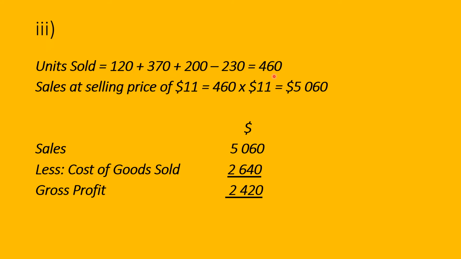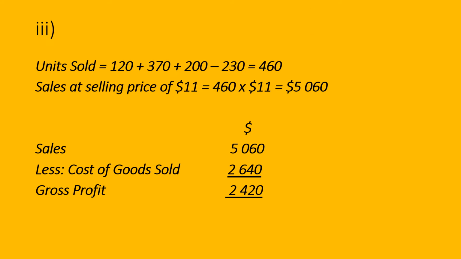Right, so the sales at the selling price of $11 would be the 460 here, multiplied by $11, equals $5,060. In order to get the gross profit, we simply take the sales and we minus the cost of goods sold from part 2 of 2640, and we get the gross profit of 2420.